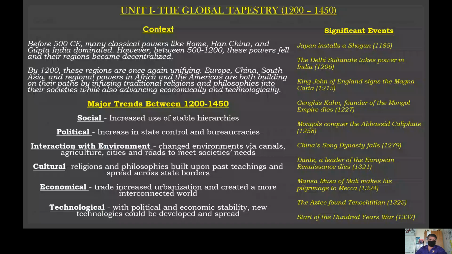So with that being said, let's actually review a little bit. Let's get just a little bit into Unit 1, the global tapestry, 1200 to 1450. So a little bit of context. We love the word context. Before 500 CE, many classical powers like Rome, Han China, and Gupta India dominated. However, between 500 and 1200, these powers fell and the regions became decentralized.